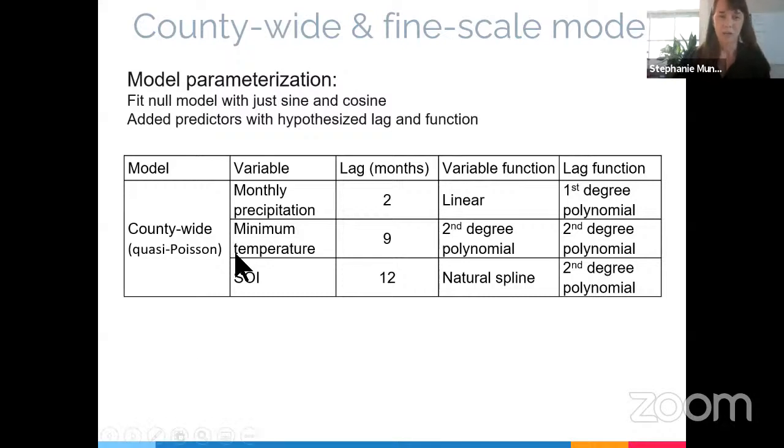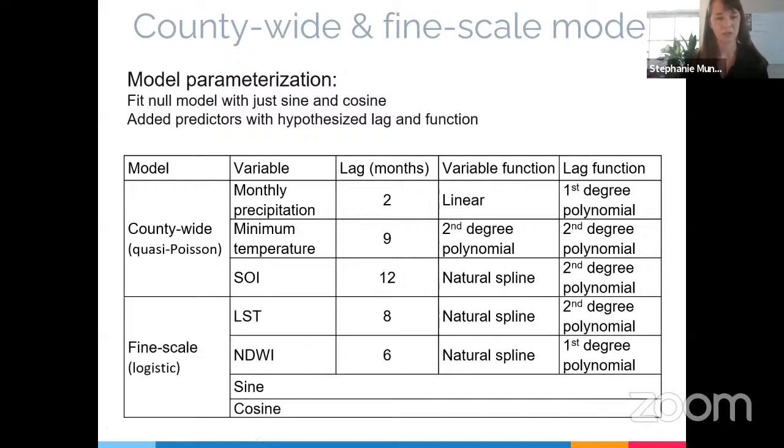So for the countywide model, I was able to use a quasi-Poisson regression because there was adequate count data, so that I was modeling the number of times EEE was detected in the county. And then for the fine scale data, I used a logistic regression model as the base, and I used the land surface temperature and NDWI as the explanatory variables. So it's important to note here that the lags vary across the variables. So precipitation is likely to be important just for 2 months prior to a month, whereas something like the Southern Oscillation Index might be influential for up to a year.